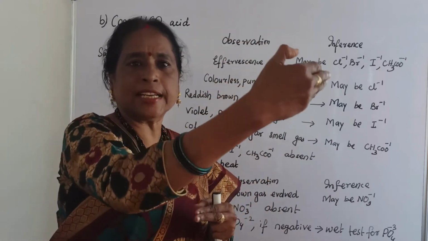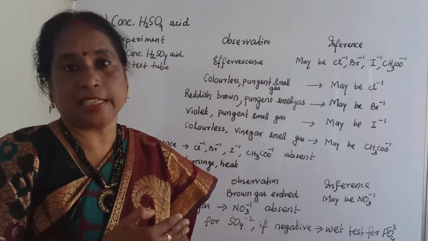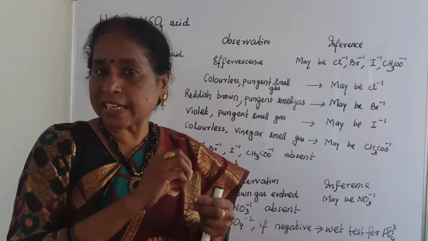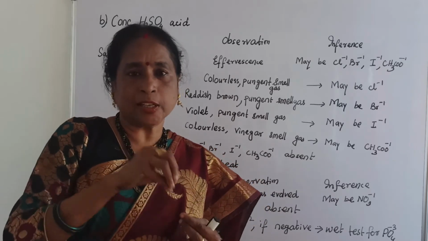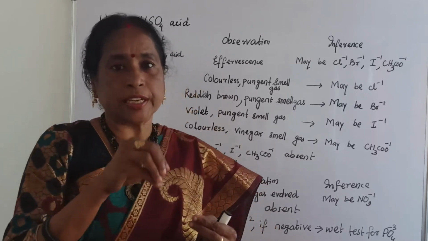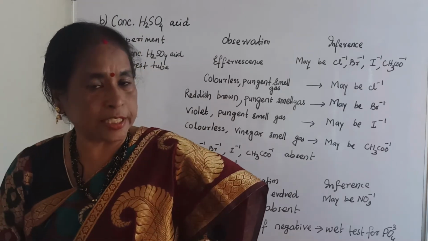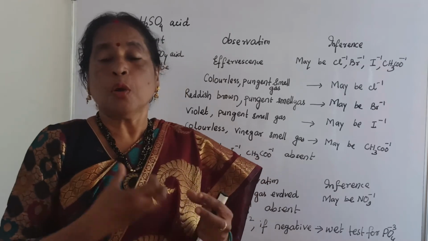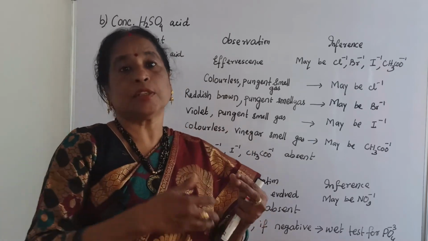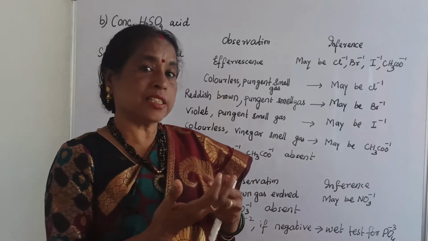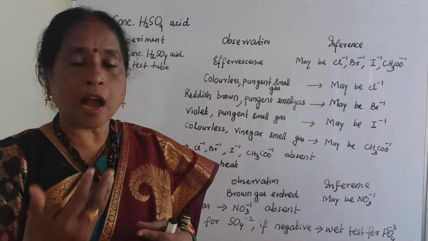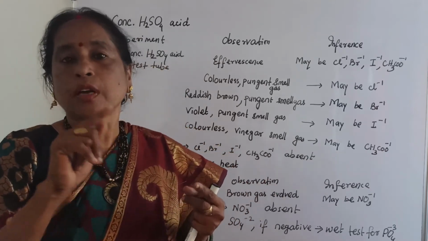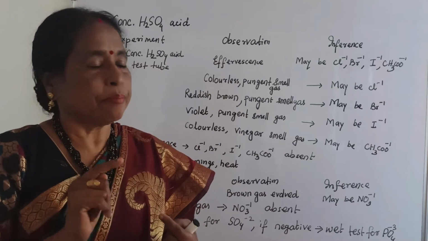You will go to the second test, that is the concentrated sulfuric acid test. That means you take the salt and add concentrated sulfuric acid in a test tube. Then what happens? If a concentrated sulfuric acid group radical is present, anyone present, then surely you will see some reaction with some colored gas or some odor. Then what are the radicals here? Maybe chloride, bromide, iodide and acetate. Out of the four, one may be present.